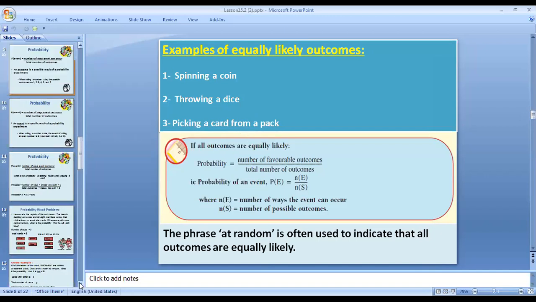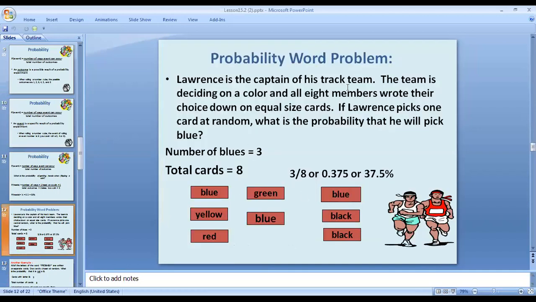Do you remember the question about a captain, where they are going to vote for choosing a color for the team? We have 3 blue cards, and the total number of cards is 8. So to write the probability for choosing blue, it's 3 blue out of 8 cards, okay? And why did we call this equally likely if we have 3 blue, 2 black, 1 yellow, 1 green, 1 red? We don't have equal numbers of each color, but it's an equally likely outcome because the cards on which we wrote the names of the colors are the same size. That's why we call it equally likely outcome.